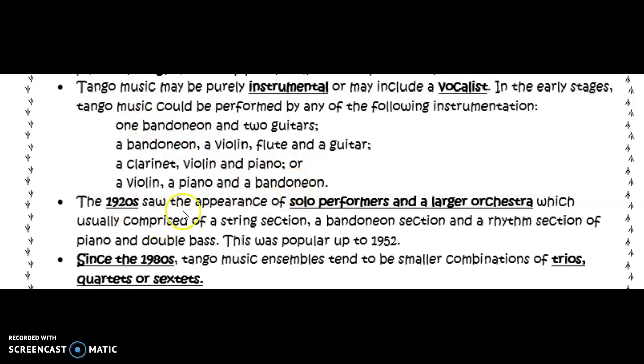The 1920s saw the appearance of solo performers and a large orchestra, which usually comprises a string section, a bandoneon section, and a rhythm section of piano and double bass. It was popular up to the 1950s. Since the 1980s, tango music ensembles tend to be smaller combinations of trios, quartets, or sextets.